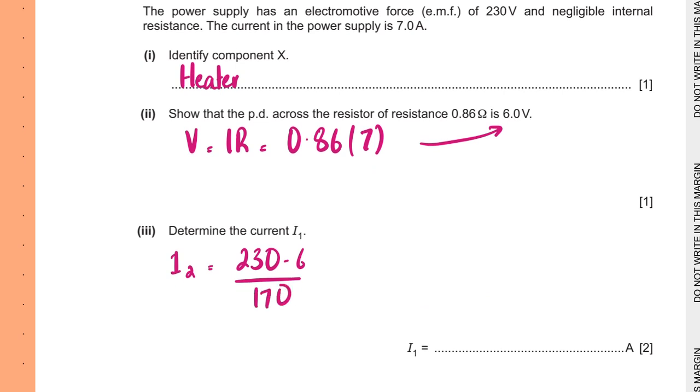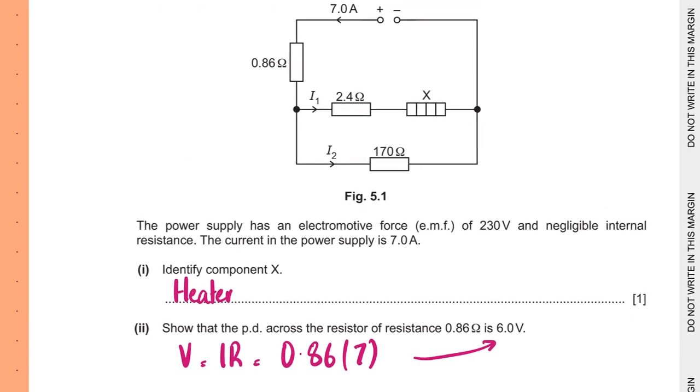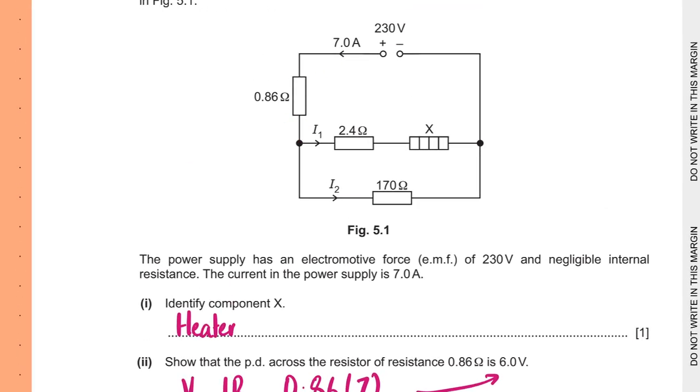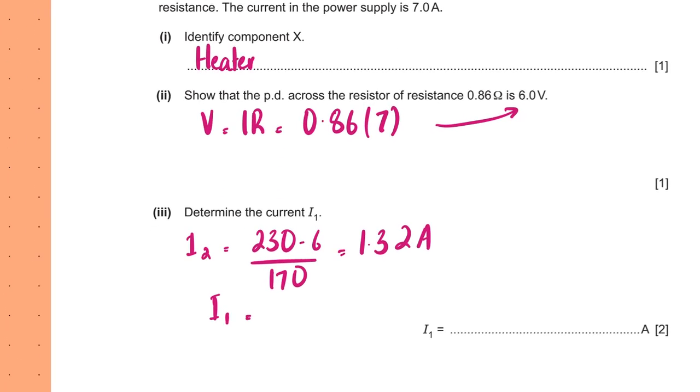So this turns out to be 1.3176, so 1.32 amperes. And then I1 by KCL, because 7 is flowing into here and then splitting up into I1 and I2, so that would just be 7 minus I2. So that's 7 minus 1.32, which is equal to 5.68. So I can say that's 5.7 amperes. So that's this part. Let's go on.